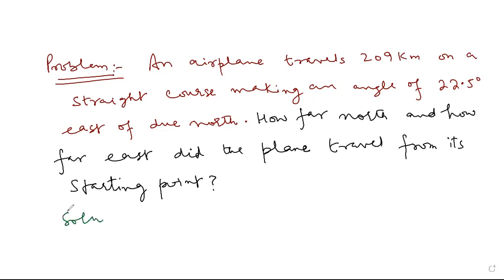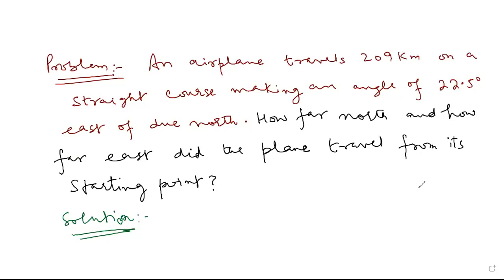Before discussing the solution, let me check the problem first. An airplane travels 209 kilometers on a straight course, making an angle of 22.5 degrees east of due north. How far north and how far east did the plane travel from its starting point?